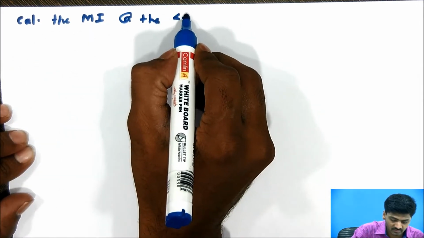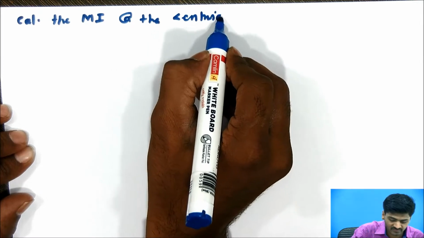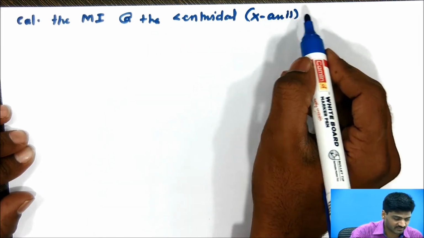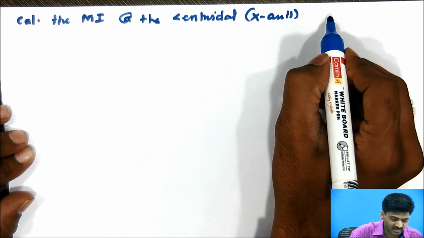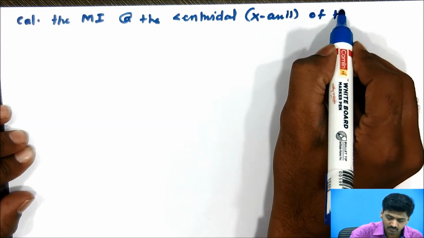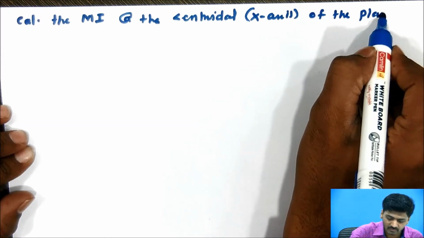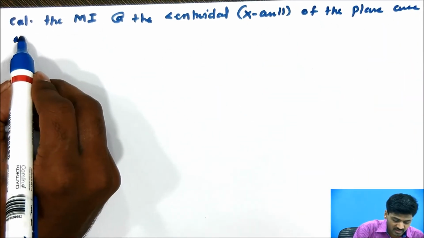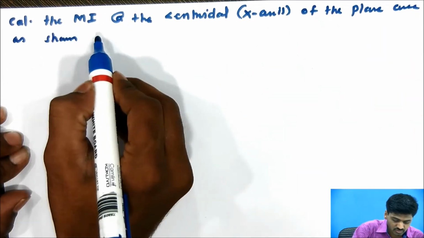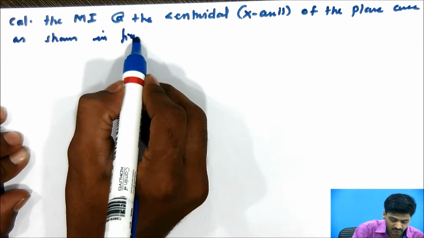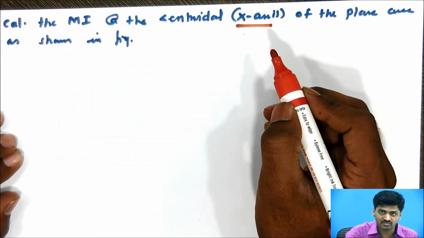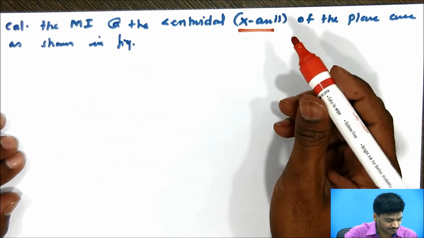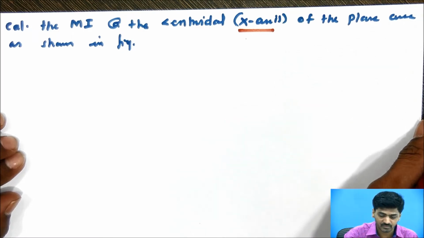the centroidal axis, x axis of the plane area as shown in the figure. Means you have to calculate the moment of inertia about the x axis.